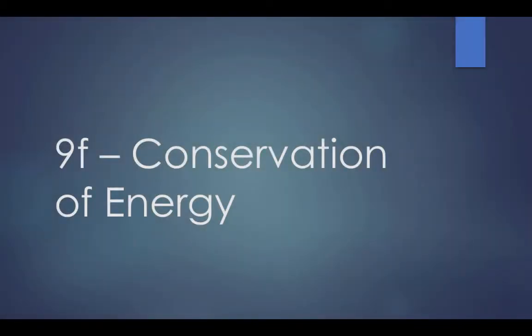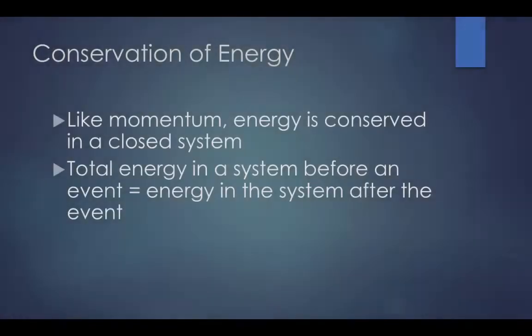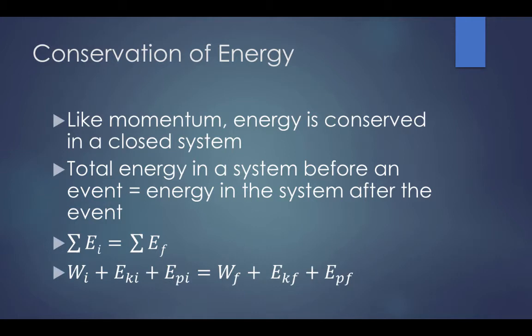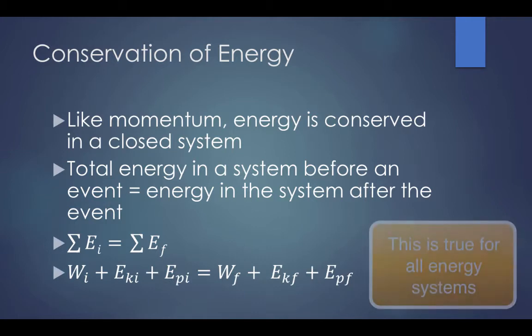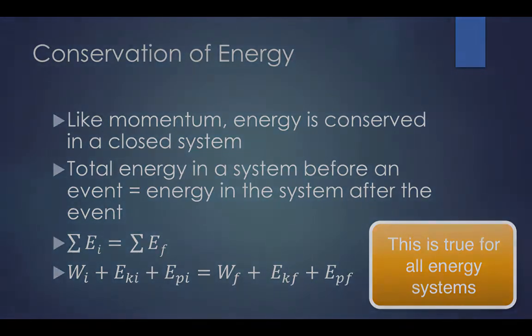Lesson 9F, Conservation of Energy. No energy is lost or gained by the system. The sum of energies before the event equals the sum of energies after the event. That means the sum of work in plus the initial kinetic energy plus the initial potential energy must equal the sum of work out plus final kinetic energy plus final potential energy.